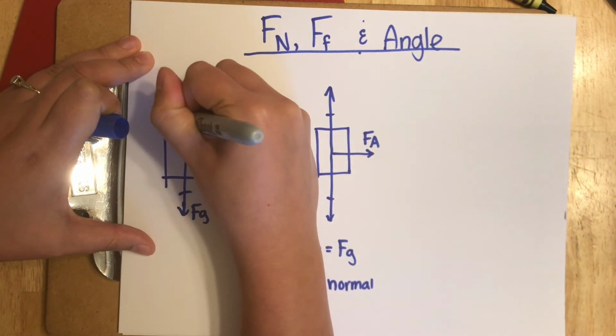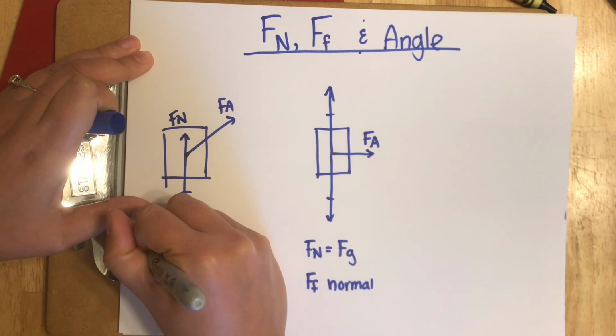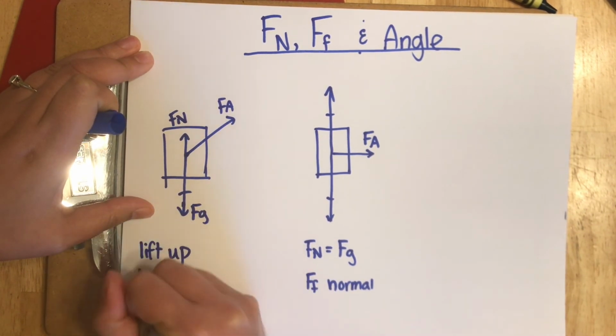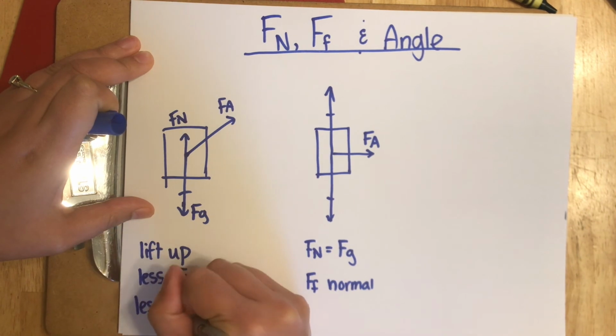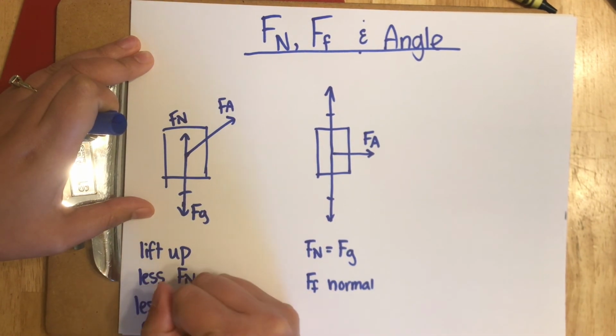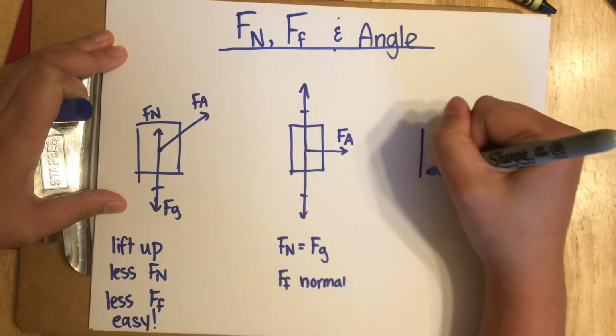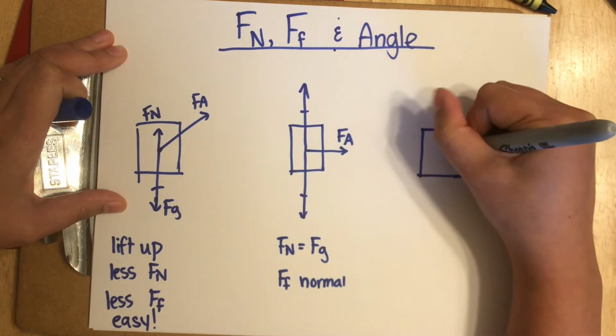That's because if I'm pulling upward, that makes the normal force smaller. Lifting up lowers the normal force and lowers the friction force. So it tends to be easier to move an object if you lift it up on an angle.